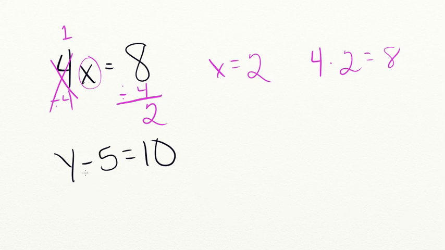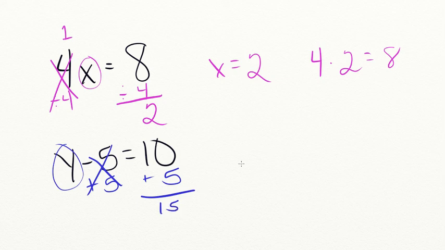We have y minus 5 equals 10. The inverse of subtraction is addition. So we're going to add 5 to the left-hand side, and we're going to add 5 to the right-hand side to try to get y by itself. Now, this is going to cancel out to equal 0, and 10 plus 5 equals 15. So that means that y equals 15.